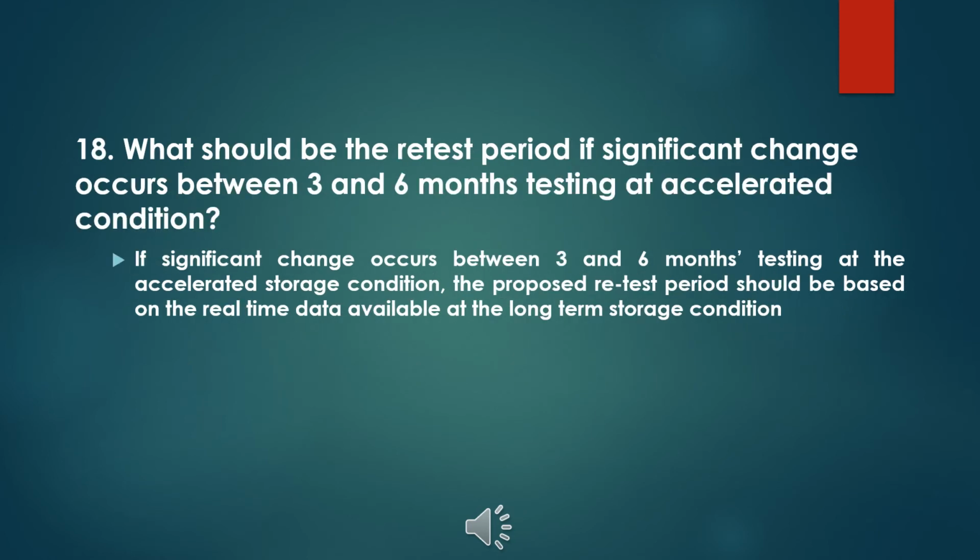Very important question, friend. What should be the retest period if significant change occurs between 3 and 6 month testing at accelerated condition? If significant change occurs between 3 and 6 months testing at the accelerated storage condition, the proposed retest period should be based on the real-time data available at the long-term storage condition.